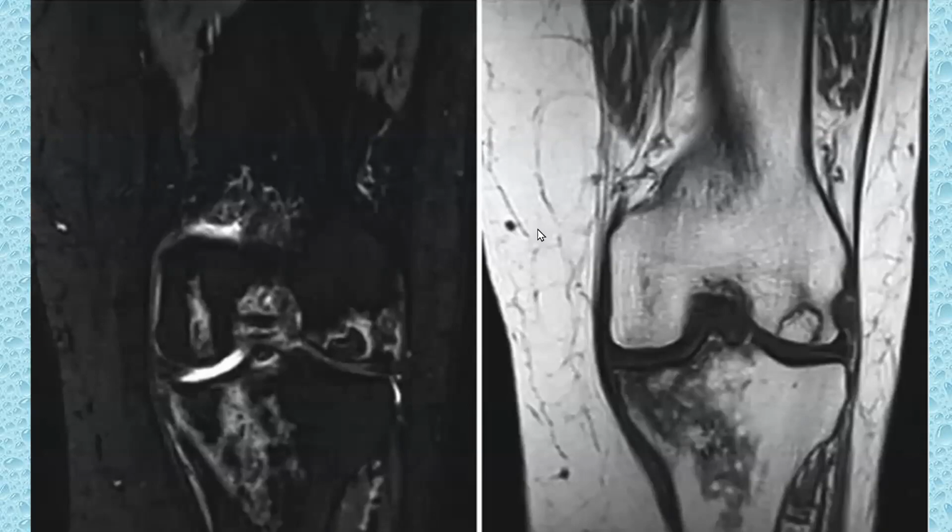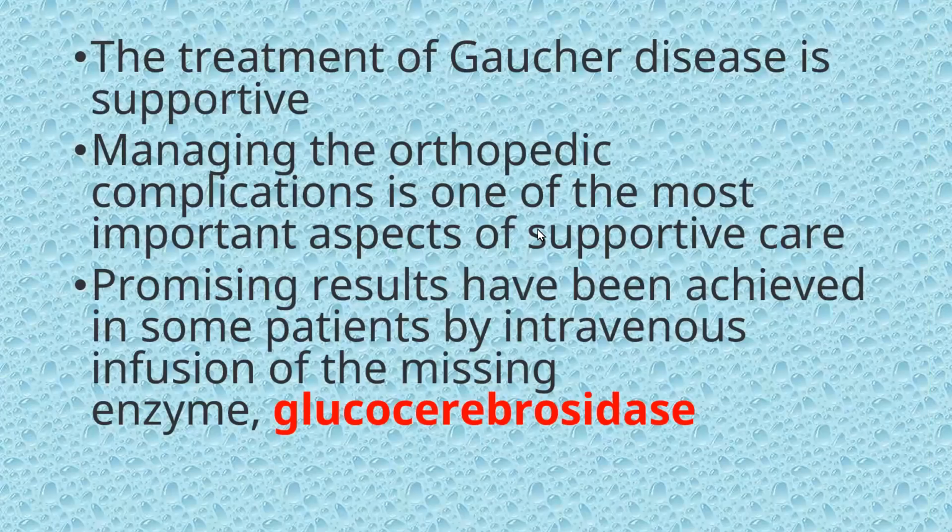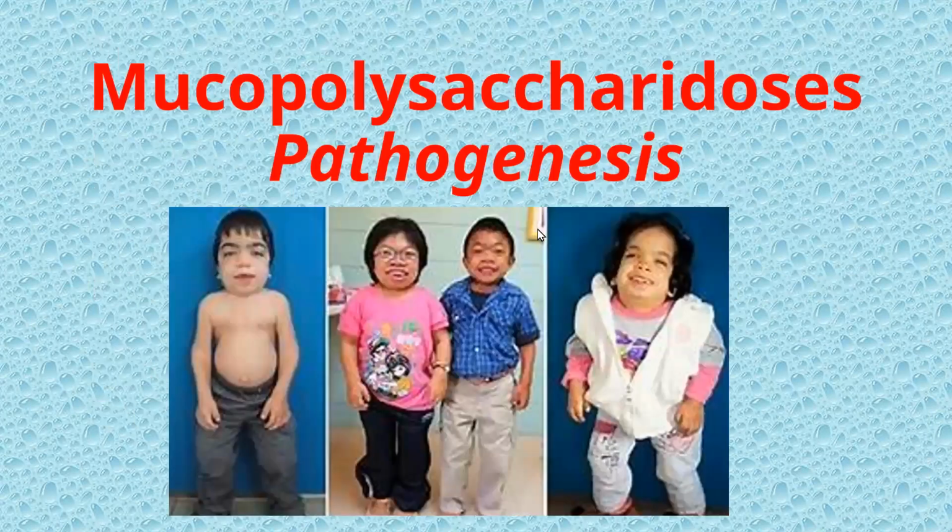The treatment of Gaucher's disease is supportive. Managing the orthopedic complications is one of the most important aspects of supportive care. Promising results have been achieved in some patients by intravenous infusion of the missing enzyme, glucocerebrosidase. So much for Gaucher's disease.